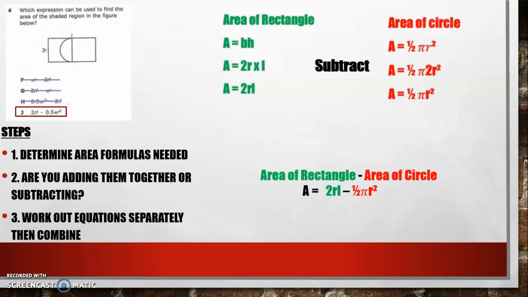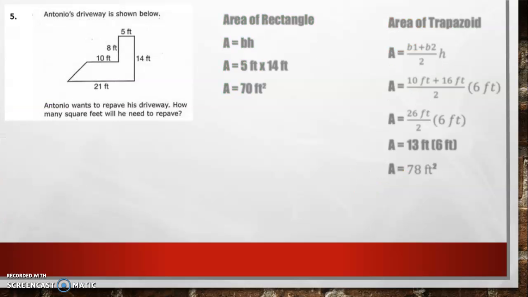This is more of the type of questions that you're going to be seeing in 8th grade, where you're not given a definite, this is 7 yards, this is 2 inches, so on and so forth. It's just using various variables and coefficients to solve. So this is more of a conceptual understanding versus an actual solving process. All right, so we'll move on to question 5. So question number 5 states that Antonio's driveway is shown below.